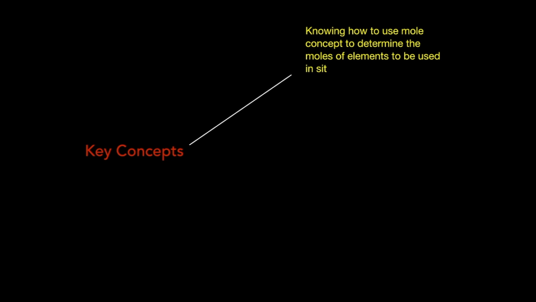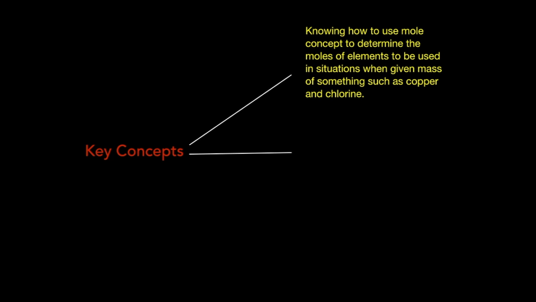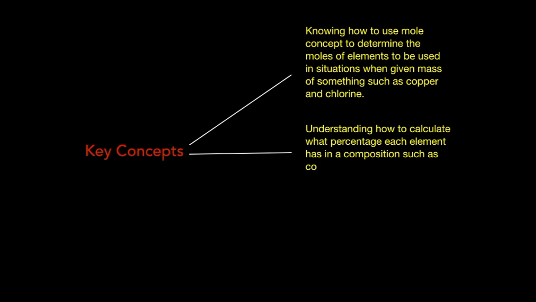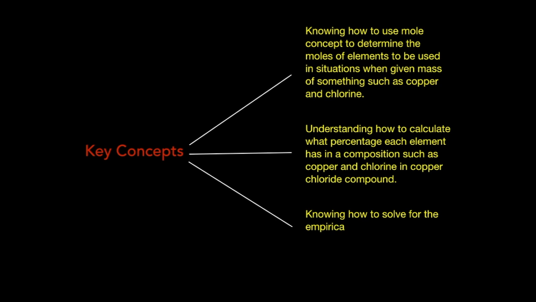Knowing how to use the mole concept to determine the moles of elements when given the mass of something such as copper and chlorine. Understanding and the ability to calculate what percent each element has in a composition, such as copper and chlorine in a copper chloride compound. Knowing how to solve for the empirical formula of a compound of unknown substance, such as this scenario of copper chloride.